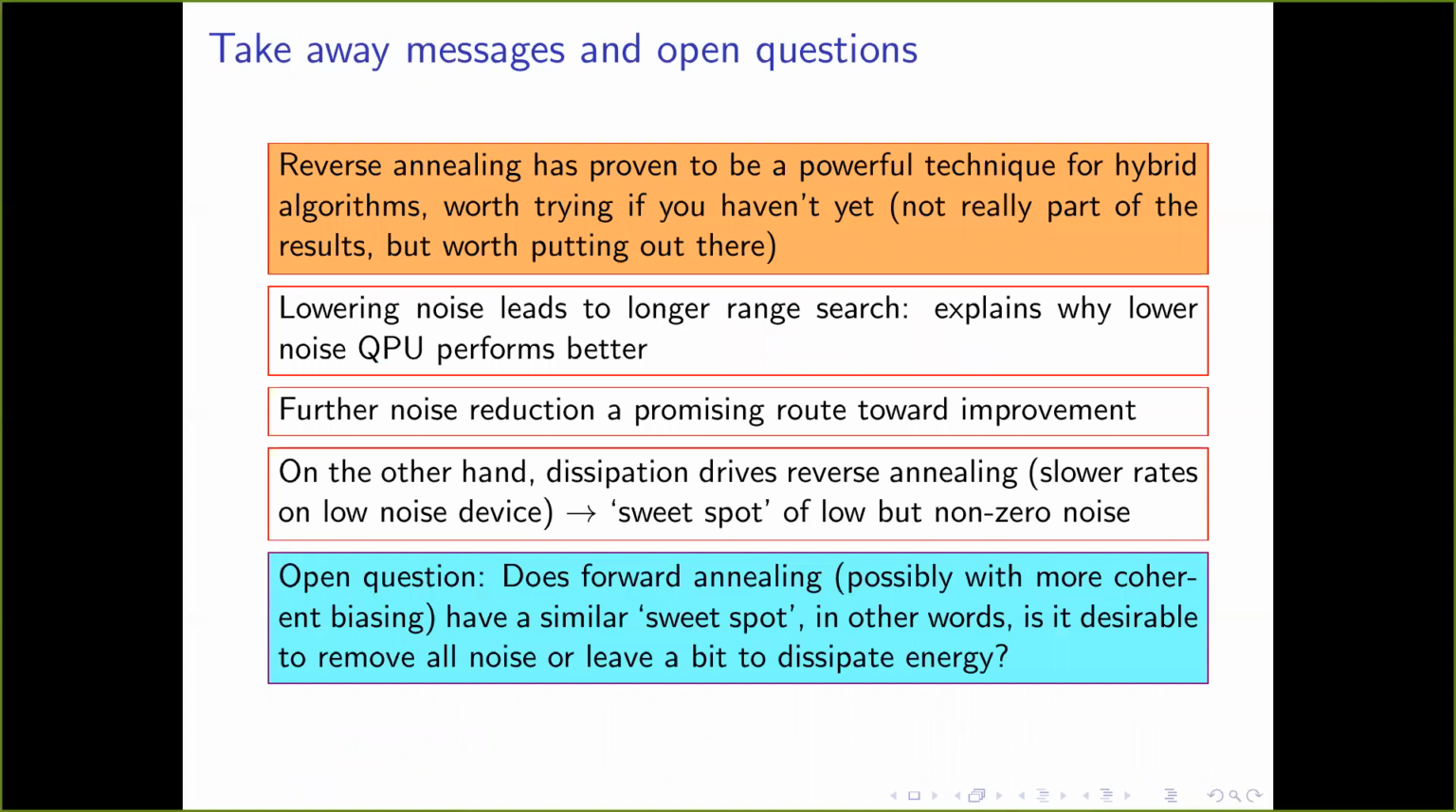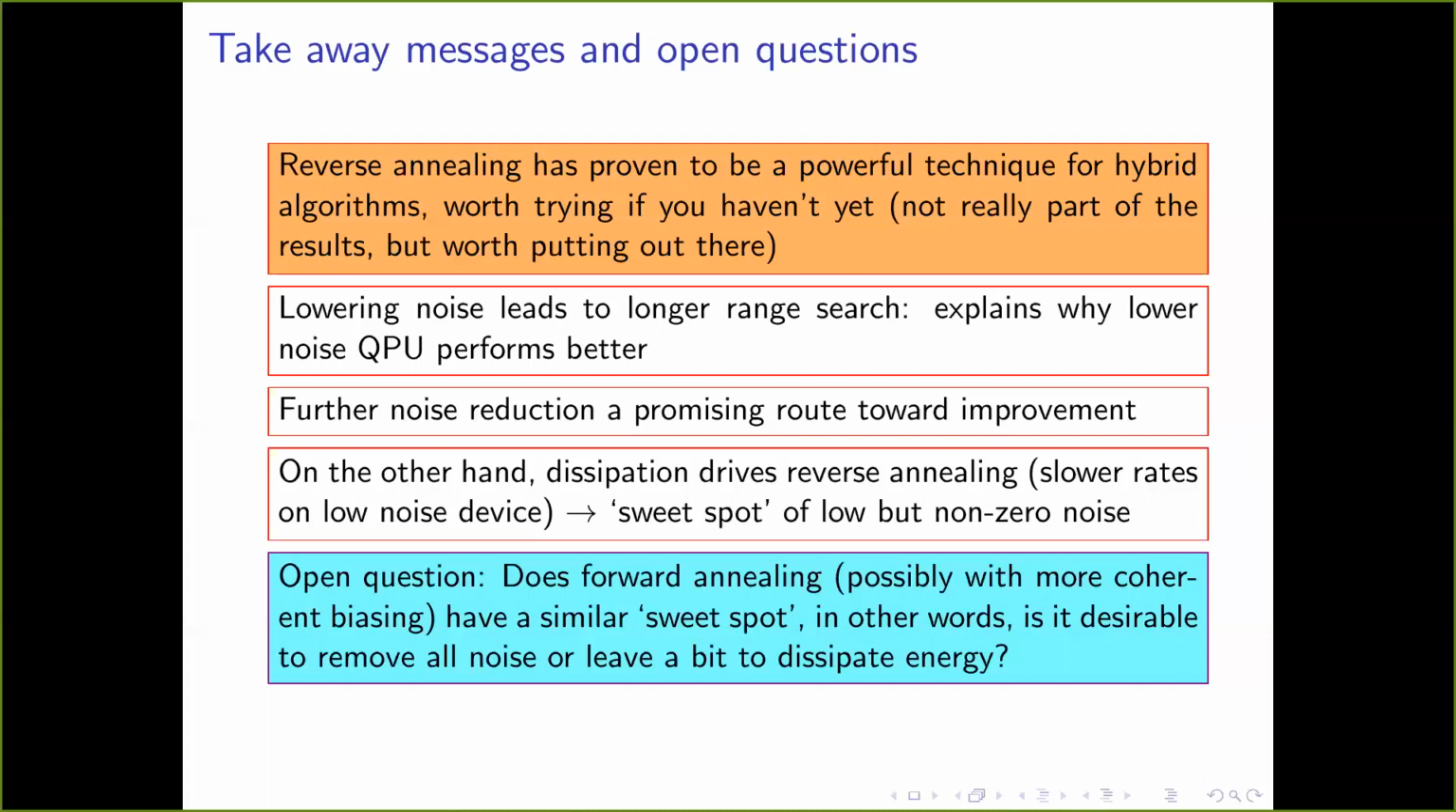So, takeaway messages from this real quick. First off, from the beginning, reverse annealing has proven to be a powerful technique for hybrid algorithms. And so if you haven't yet, it's worth trying. This isn't really part of the actual results in the talk, but I'm just going to put it out there. Lower noise leads to longer range search, and this explains why this lower noise QPU performs better. Further noise reduction is likely to be a promising route.